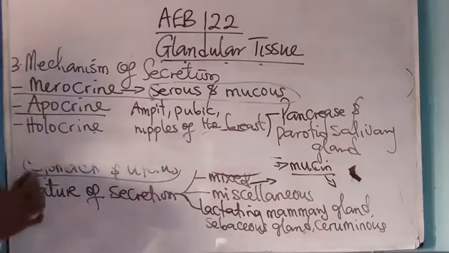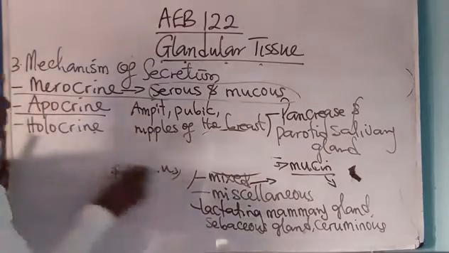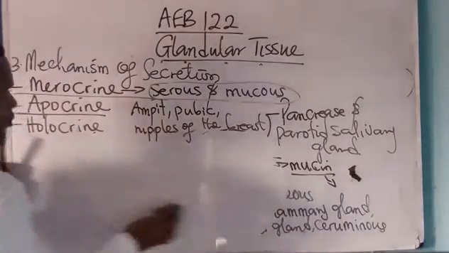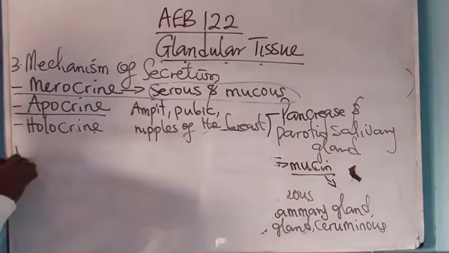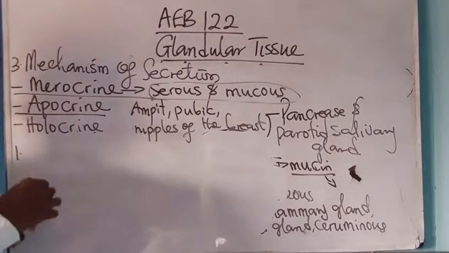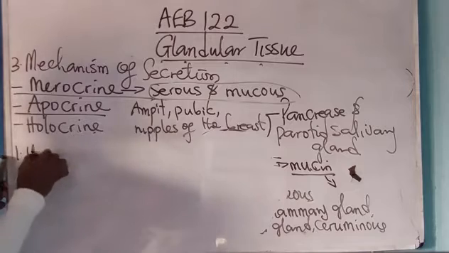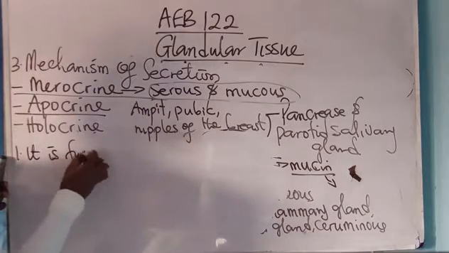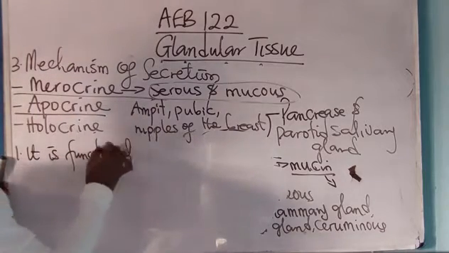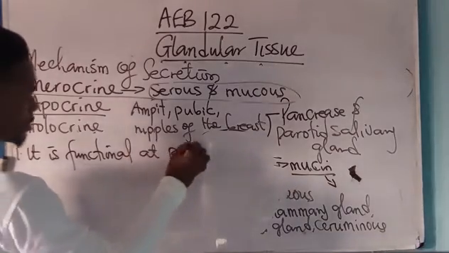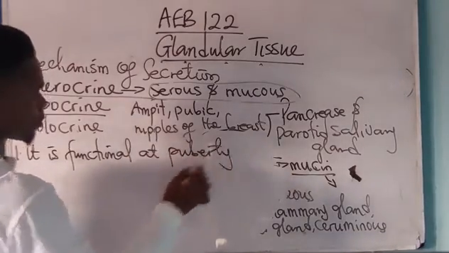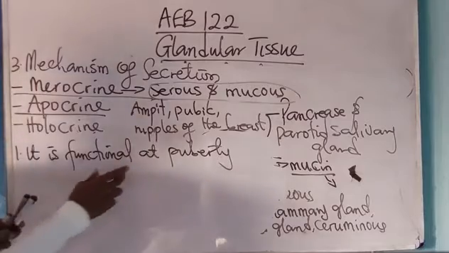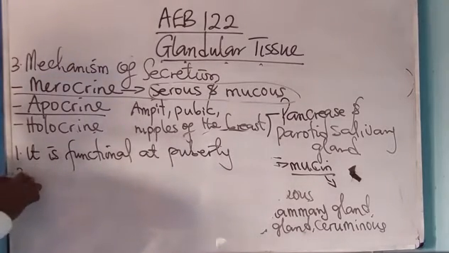Now, there are features of this apocrine gland. One, it is very, very active. It is functional at puberty. It is functional at what? Puberty.